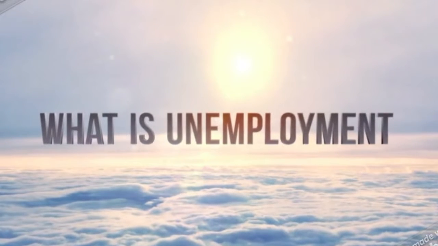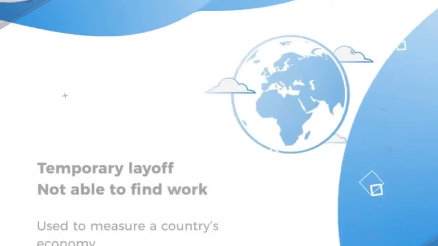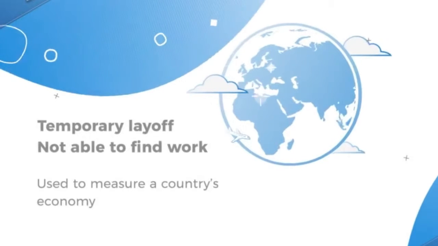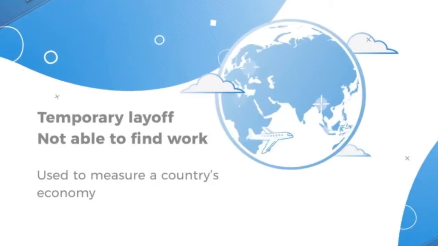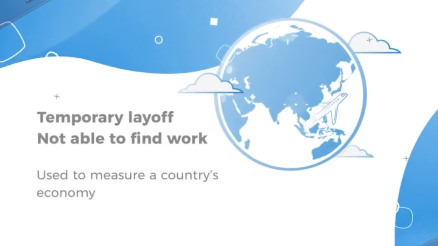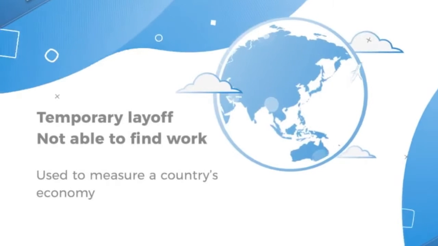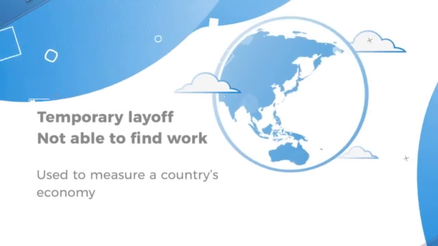So what is unemployment? Unemployment occurs when people are temporarily laid off. The supply of workers is much higher than the demand for workers in the market. Then there will be some people who are unemployed. Unemployment is usually used to measure a country's economy.